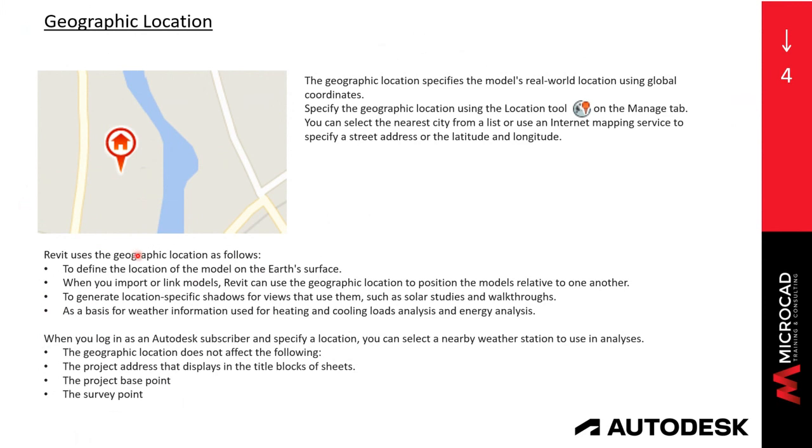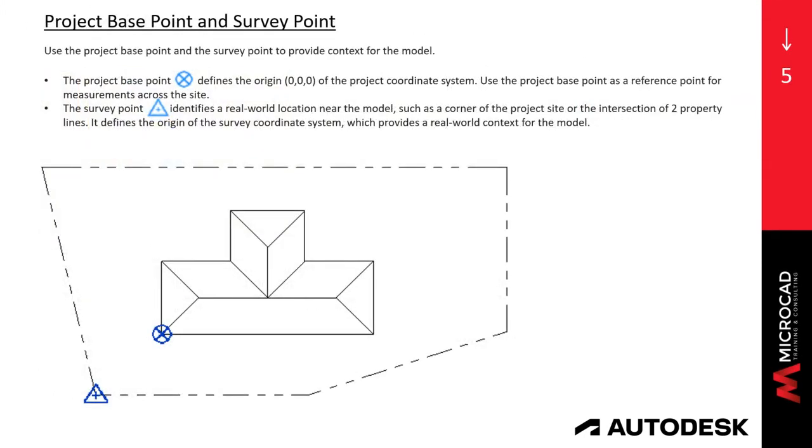So going a little bit more into what I really want to concentrate on today is the project base point and the survey point. As you can see, they both have different icons. The project base point defines the 0,0,0 location of the project coordinate system. General contractors will use that point to measure out of, to annotate and measure locations of things based on the project base point. The survey point identifies the real world location.